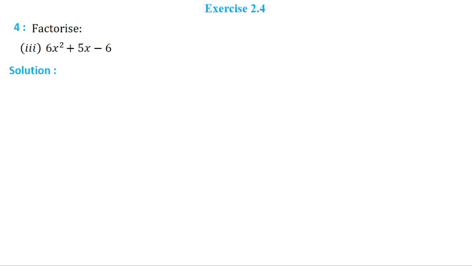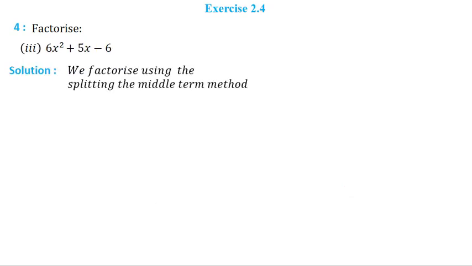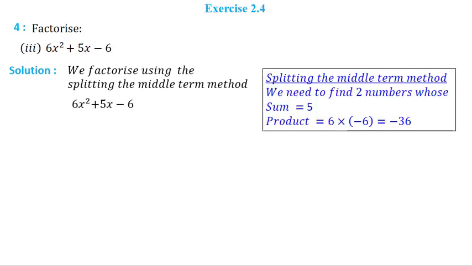The third problem is 6x square plus 5x minus 6. Now here I want addition as plus 5 and product as minus 36. Now as the product is minus 36, one factor is positive and the other factor is negative. Now as the middle term is plus 5, the greater factor will be a positive number. So 9 4s are 36. So I will take 9 plus and 4 minus, because 9 minus 4 gives me 5. So let us write this 5x as 9x minus 4x.